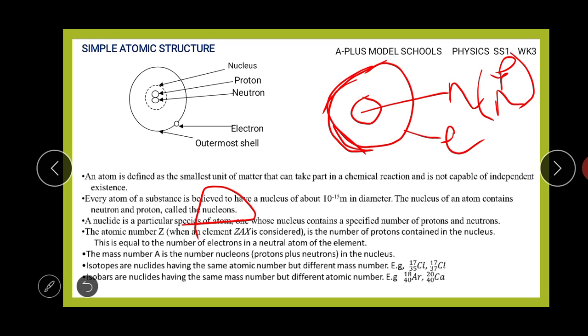The mass number A is the number of nucleons. So the mass number is the number of nucleons, that is, the number of protons plus the number of neutrons. That's what we call the mass number.